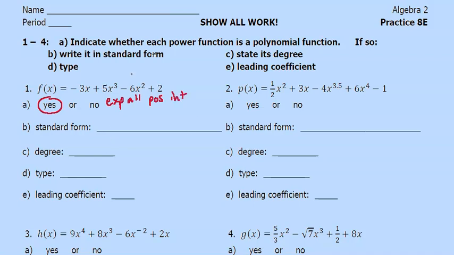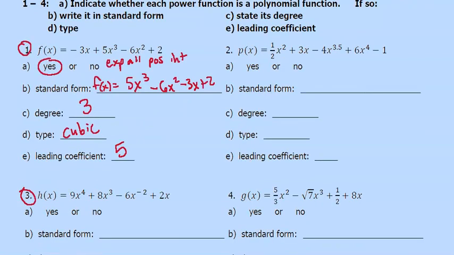The standard form, you just want to write these in order. So 5x to the third power minus 6x squared minus 3x plus 2. So your degree is 3, the type is cubic, and the leading coefficient is 5.